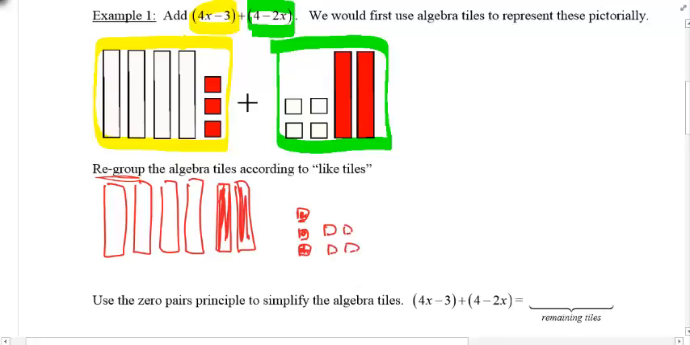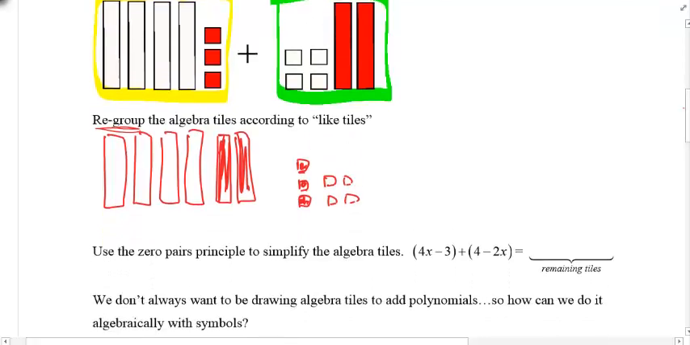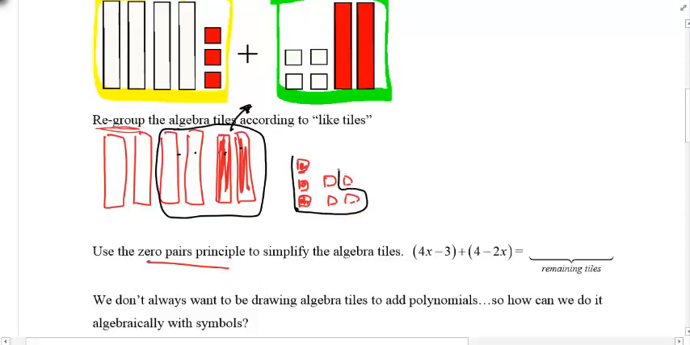Okay. So, after this, I'm going to actually ask you to use the zero pairs principle to simplify. So, I got 2 of those and 2 of those. That combines together to become 0. Goodbye. I got the 3 shaded small squares. I'm going to combine that with 3 white squares, and that says goodbye. And so if you want to simplify your picture, what's remaining now is the following: 2 white rods and 1 white small square.